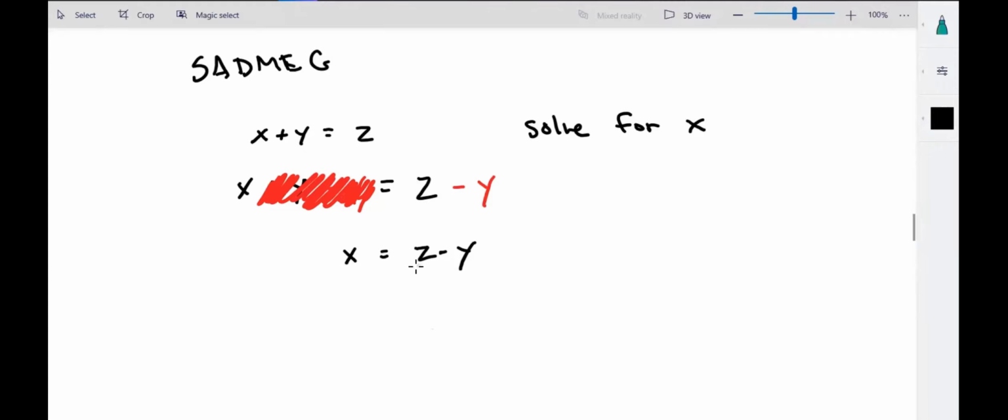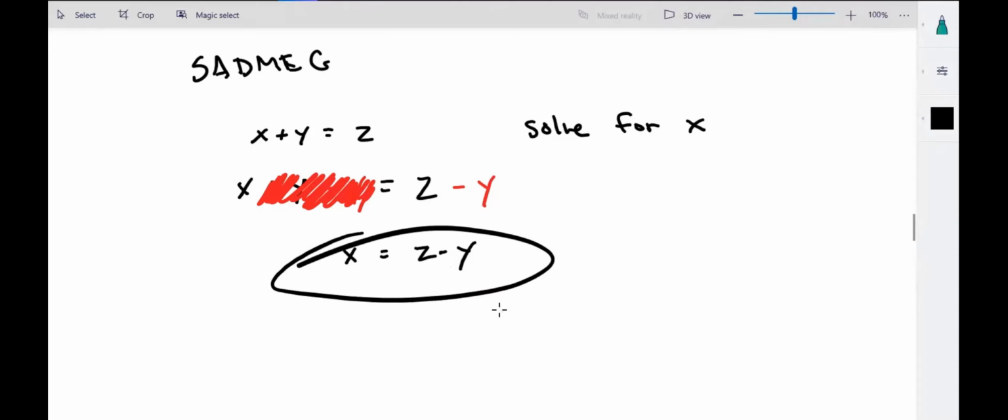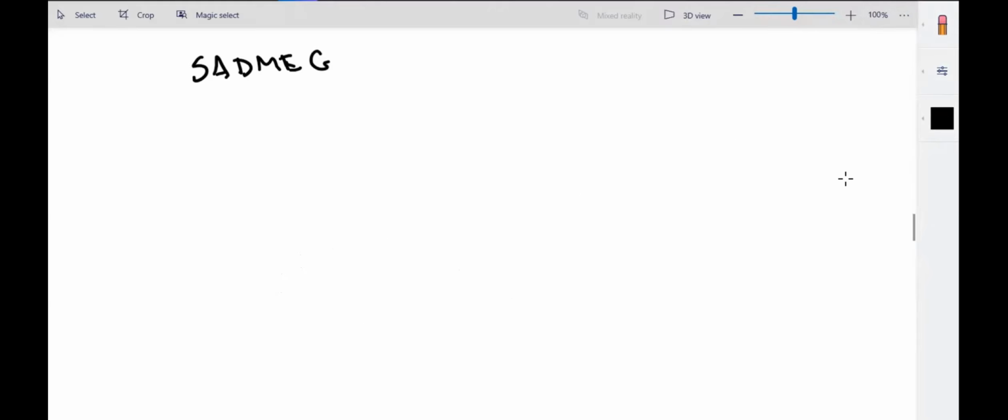Now I can't actually do z minus y because, like we said, we don't know what those represent. So this is as far as I can go. Check to make sure that the x is alone. It is. So we have solved for x. This was a pretty small one. Let's go to a little bit of a bigger one.